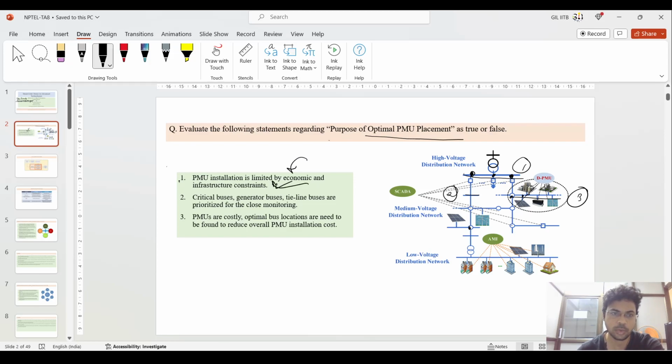Optimal PMU placement is limited with respect to economic and infrastructural constraints. First statement is true. Coming to the second part, that is the critical buses: generator buses and tie line buses are prioritized for close monitoring. That is true.